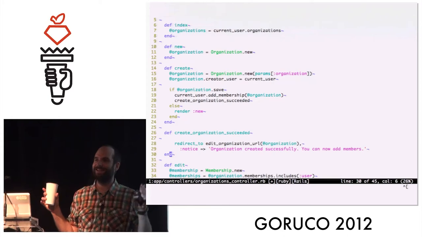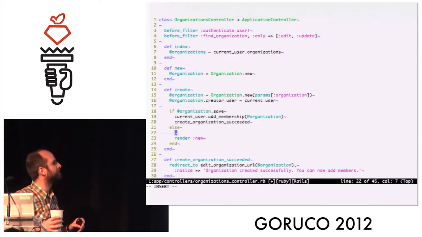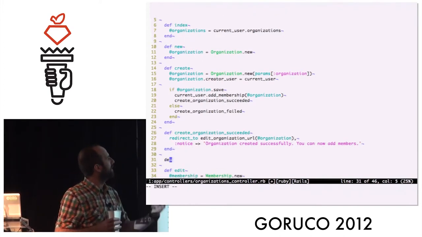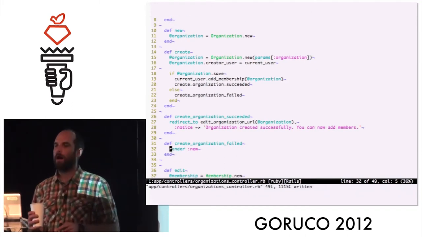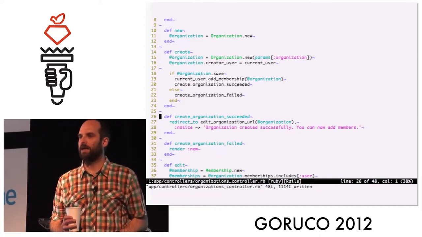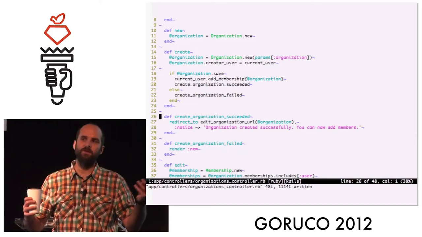Hands-free coding, isn't it? And notice how I've named the methods. They're named as though the domain is sending out events about what's happened. I haven't told the controller to redirect to the edit page. I've just sent it a message. Hey, this is what happened. It's up to you what you want to do.